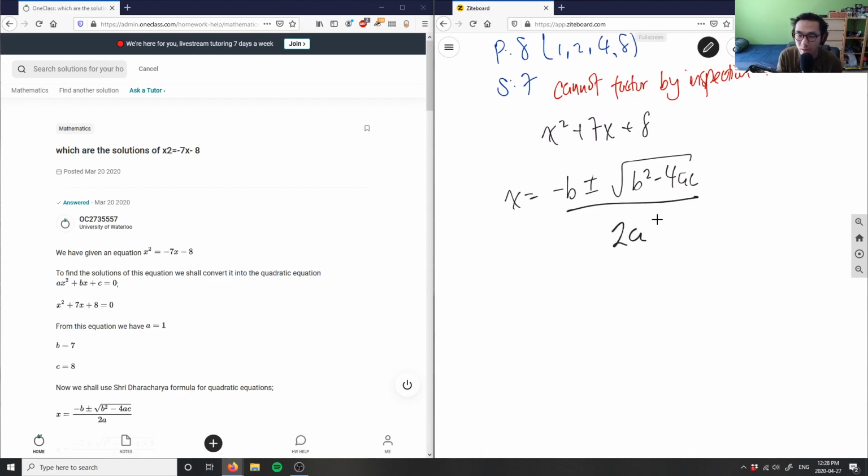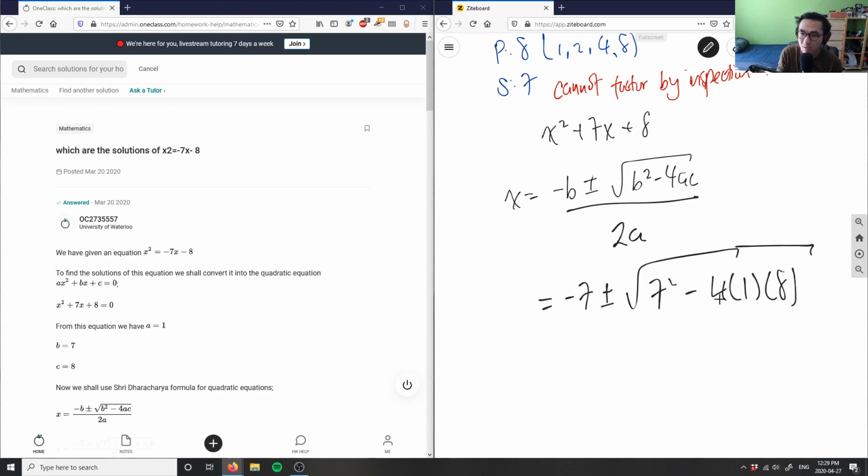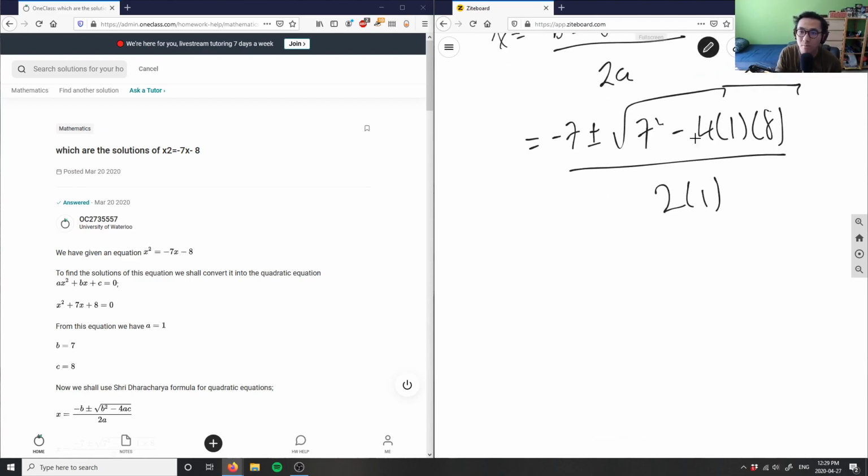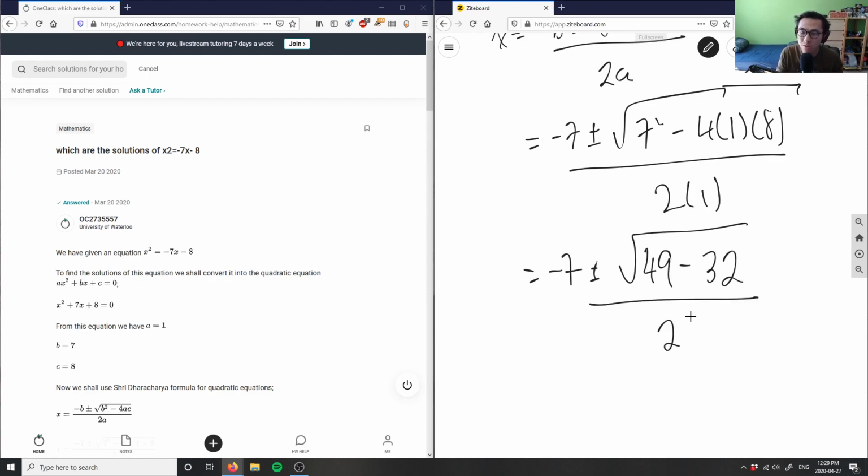So this here is my quadratic formula. And again, negative b, I have 7 here, right? 7 is my b value. Square root of b squared, which is 7 squared, minus 4 times a, which is 1, times 8, all over 2 times 1. And now I have negative 7 plus or minus the square root of 7 squared, which is 49, minus 4 times 1 times 8, which gives me 32, all over 2 times 1, which is 2.